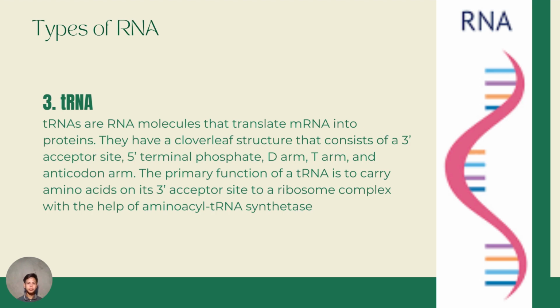So, they have a clover leaf structure that consists of an acceptor site and 5 terminal phosphates. And we have also the D arm and T arm and anticodon arm. So, yung anticodon arm, it is the parang complementary basis nung codon na naka-attach sa tRNA.